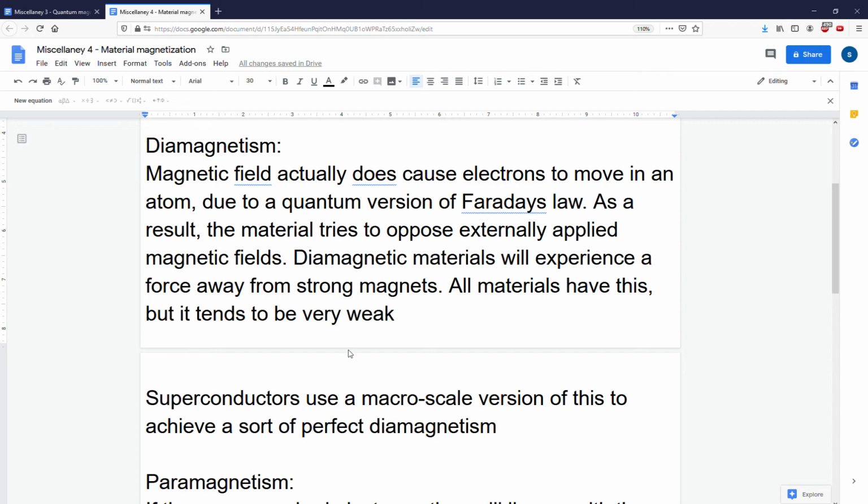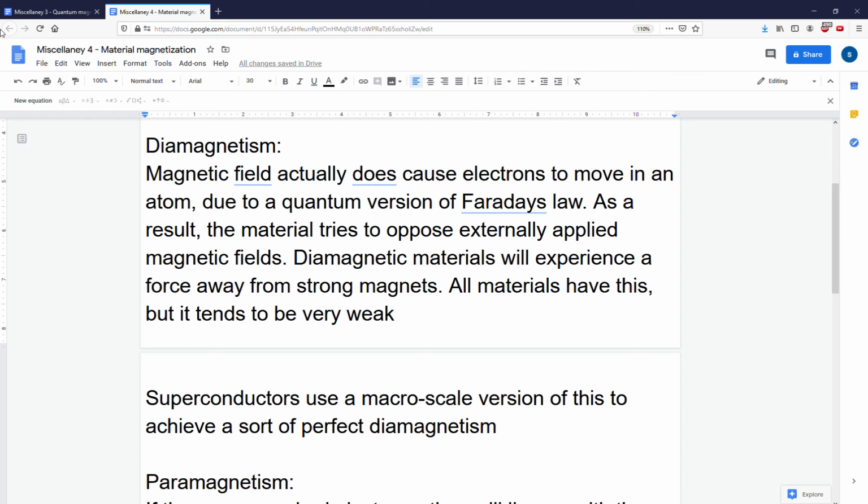Now, this isn't quite diamagnetism, but superconductors. These are materials that will allow electrons to flow through them without stopping the electrons at all. In a superconductor, the electrons are not bound to the atom, so this isn't actually diamagnetism. However, because the electrons are allowed to freely roam around, they will be affected by Faraday's law.